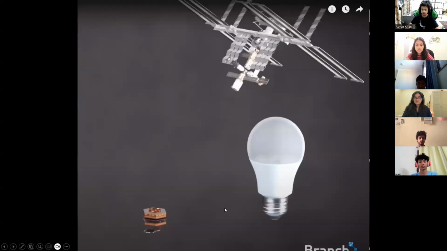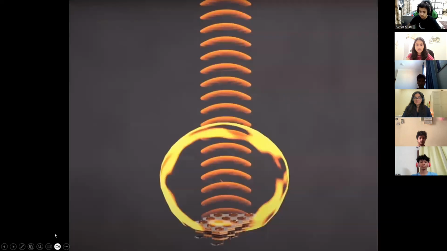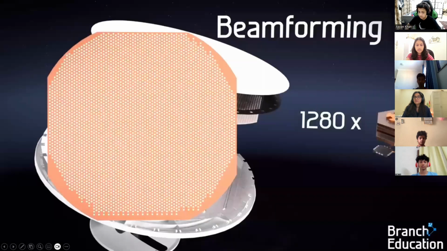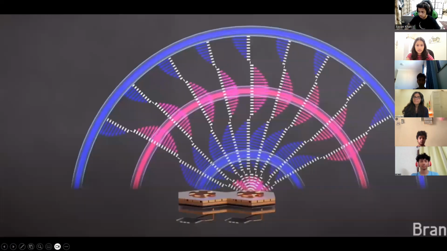A single antenna does not have enough power, as its signal would be like turning on a light bulb and trying to see it from the International Space Station. So what we need to do is make this signal 1,000 times brighter and focus all of these waves into a single powerful beam. In order to achieve this, we use 1,280 of these antennas on the copper side of the PCB in a hexagonal array using a technique called beamforming. So we're going to explain beamforming now.